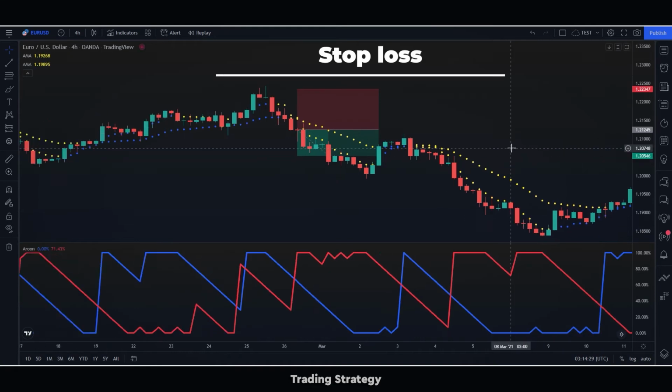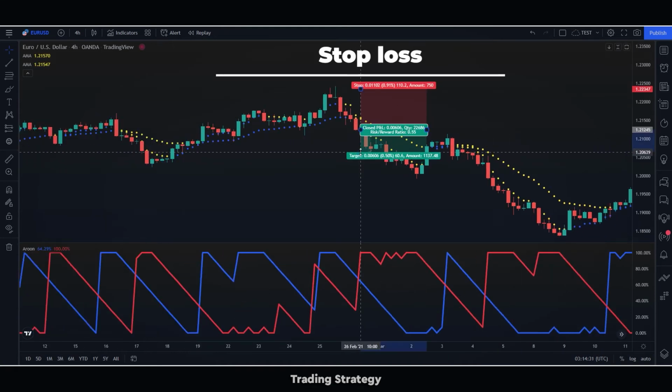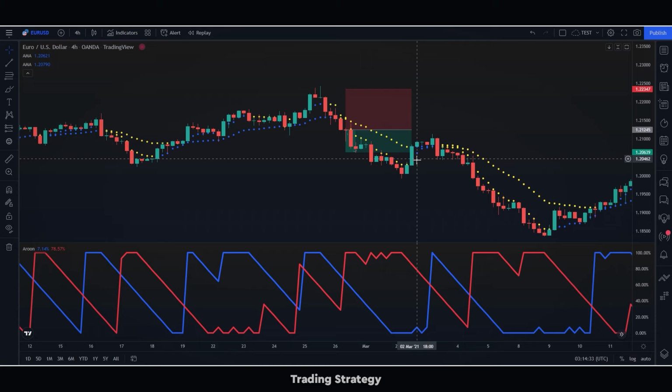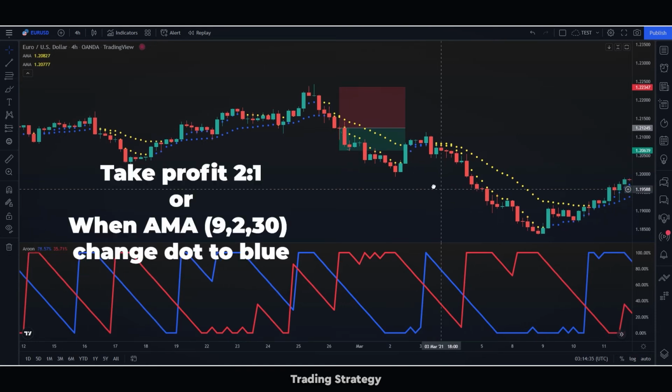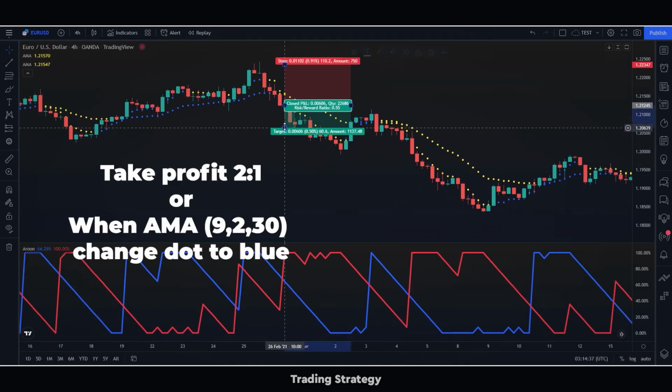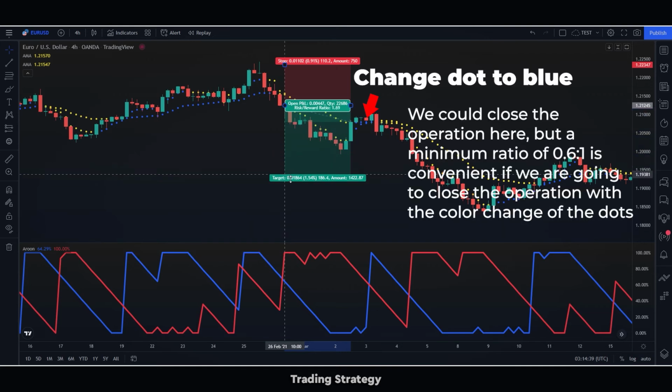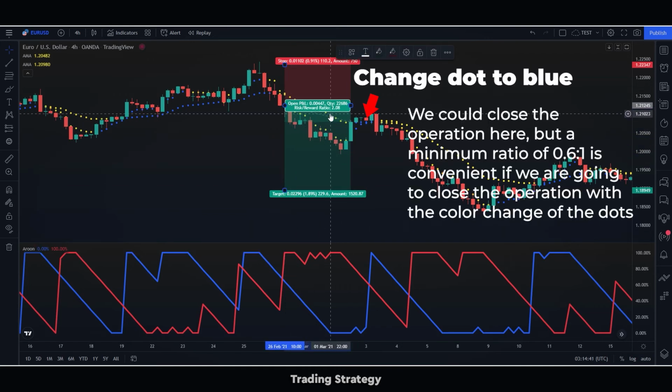We will put the stop loss at the last big high, and we will put the take profit at a ratio of 2:1. This means that we will put it at twice our stop loss. Or, when the fastest AMA, the one at 9, 2, 30, changes to blue.